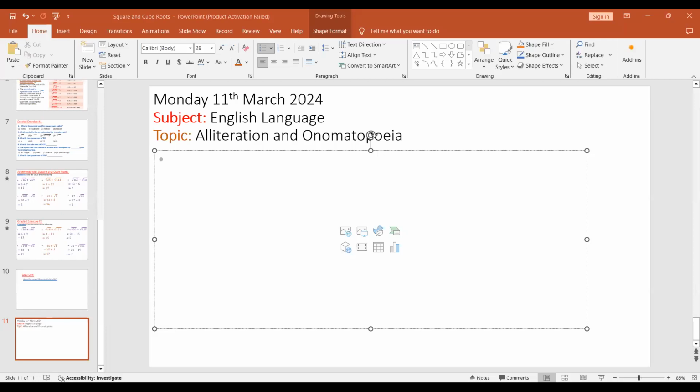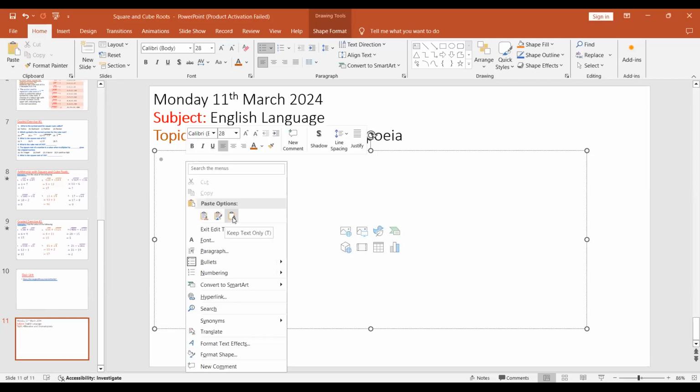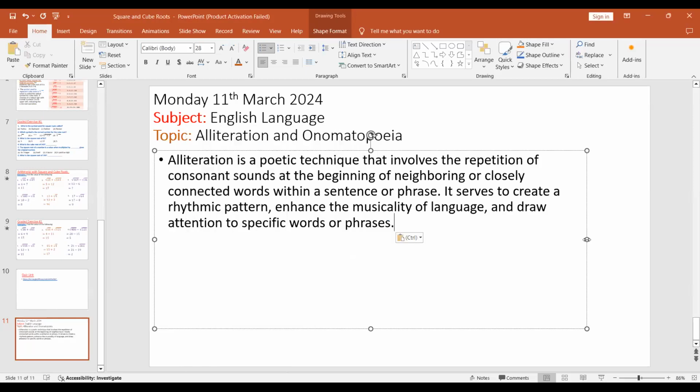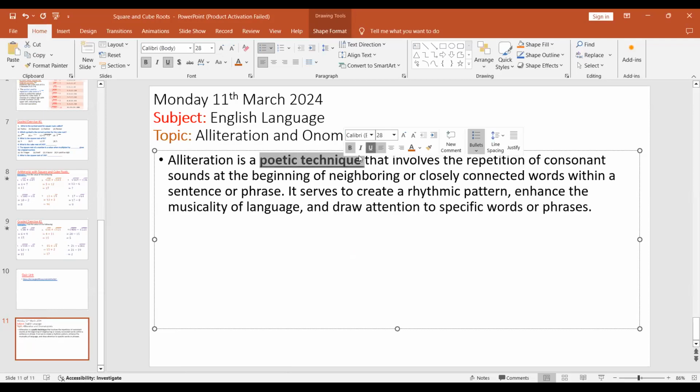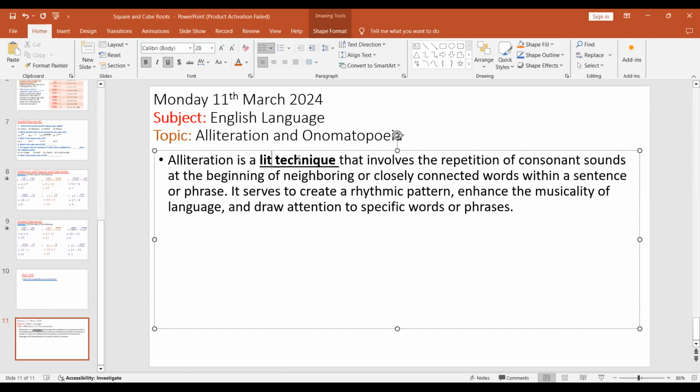So we're going to be looking at alliteration and repetition. Let's first define alliteration. Alliteration is a poetic technique, or rather, I don't like the word poetic, let's say a literary technique.